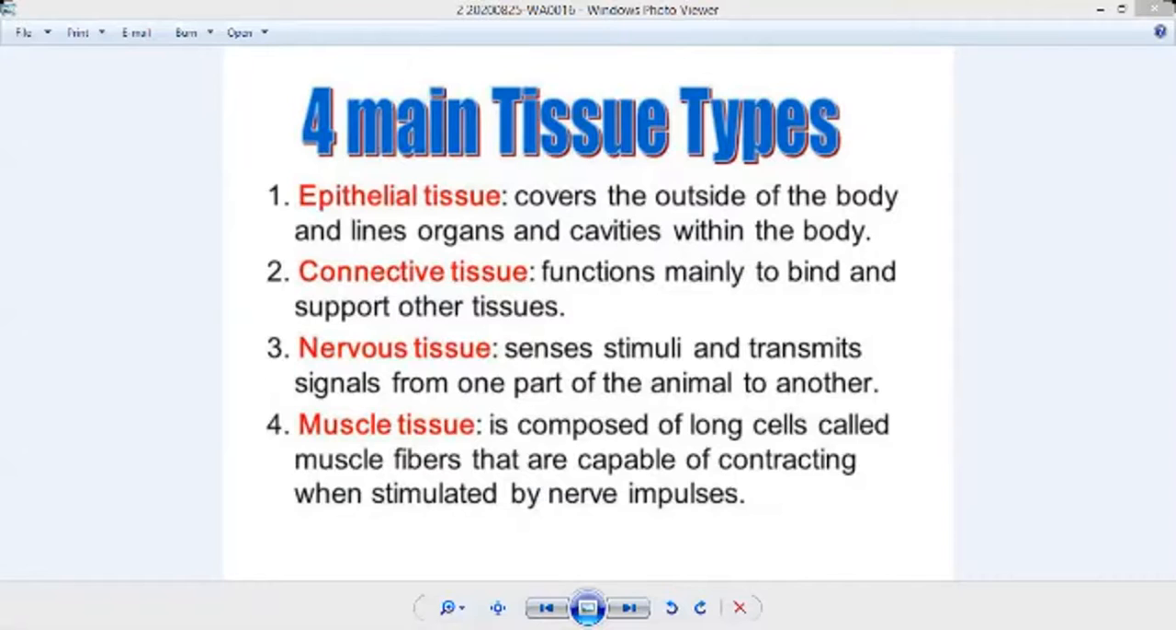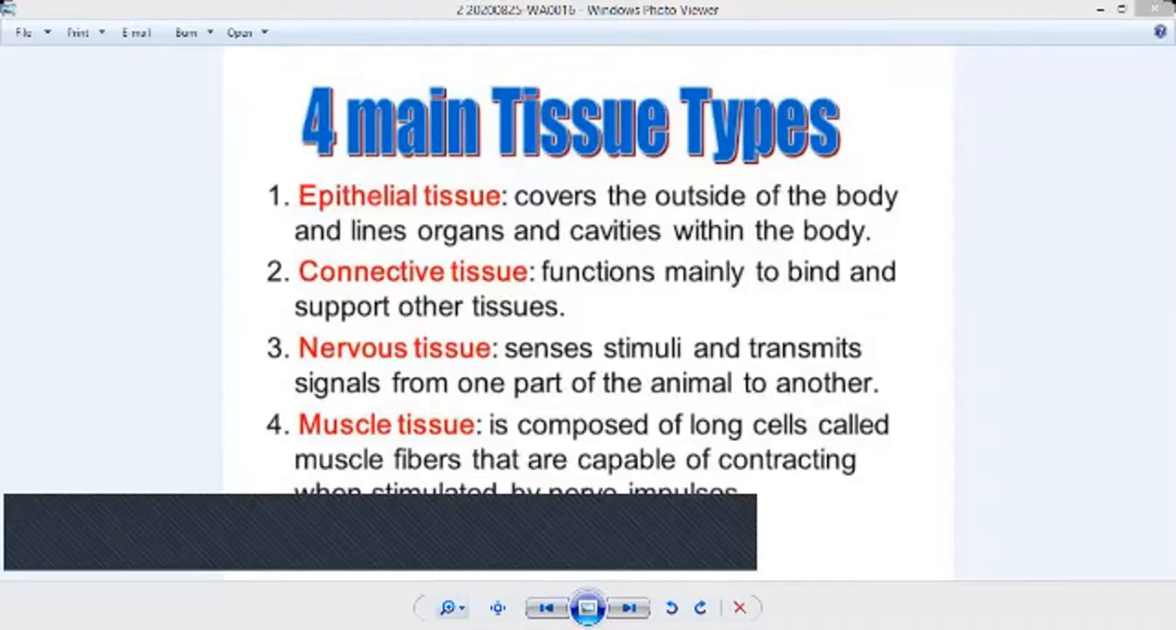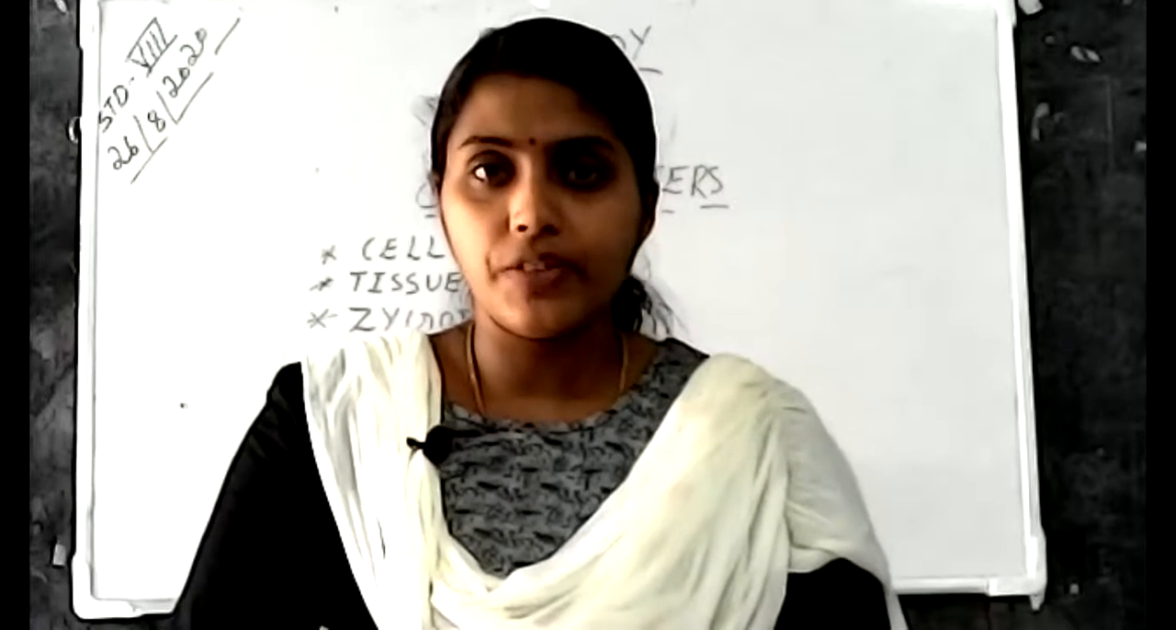Then muscle tissue. We all know that with the help of muscles, we have movement in our body. So muscle tissue helps in the movement of the body. It is composed of long cells called muscle fibers that are capable of contracting when stimulated by nerve impulses. So muscle tissue has the capacity to contract and relax. So these are the four different types of tissues.